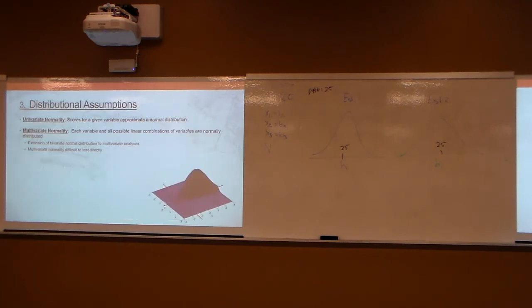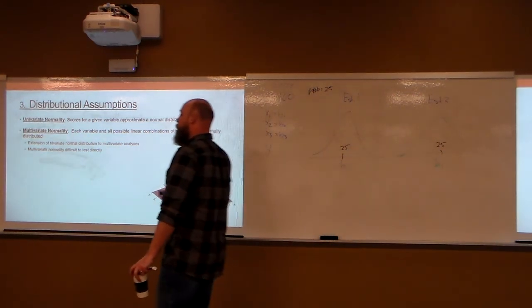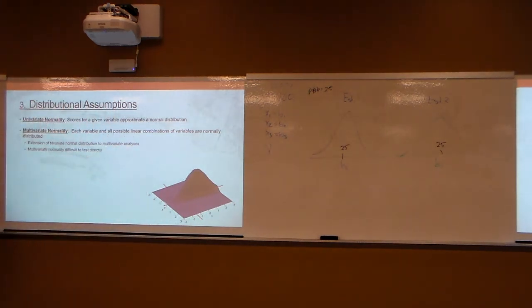Distributional assumptions. Again, when we're looking at data, wanting to screen things out, we want to think about a couple different types of normality. Univariate normality: this is just scores given a normal distribution. We talked about that, no one's shaky on that anymore. Multivariate normality is a little bit different, right? This is where we had talked about the bivariate normal distribution, so I've got X and Y. Within the bivariate normal distribution, we think about the conditional distribution of X, conditional distribution of Y, marginal distribution of X, and marginal distribution of Y.